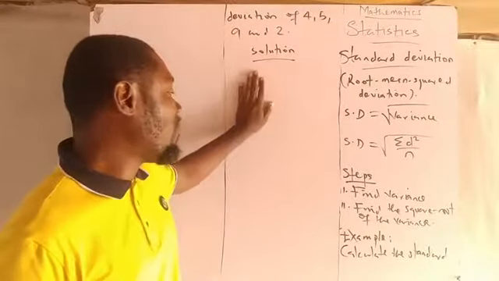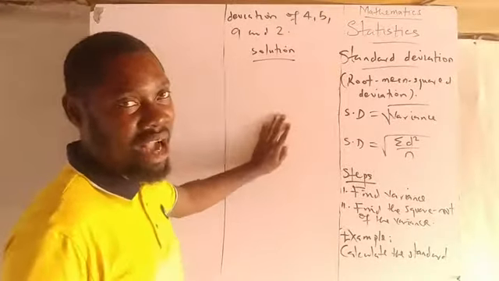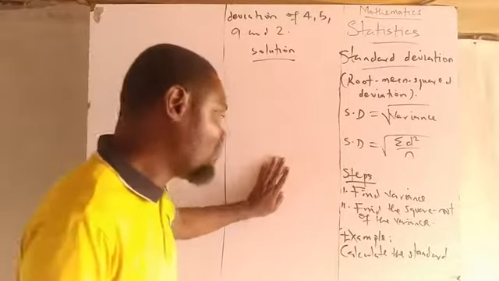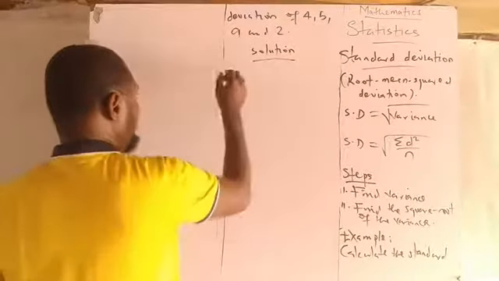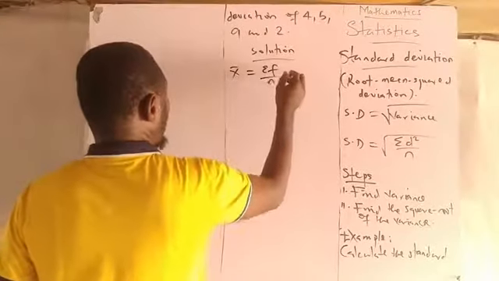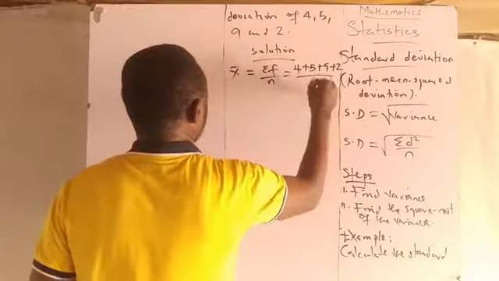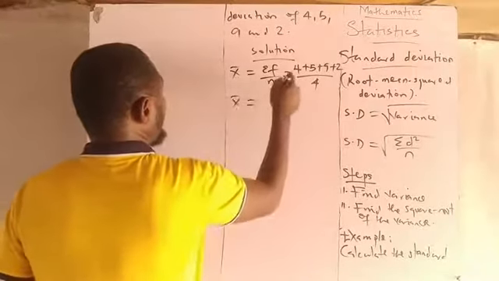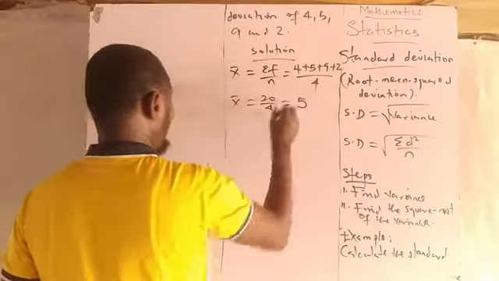So we are asked to find standard deviation right now, but the first thing we must do is to calculate the mean value, because we want to find the variance. The mean is summation f over n. That will be 4 plus 5 plus 9 plus 2 all over 4. That is 9, 18, 20. 20 over 4, our mean will be 5.